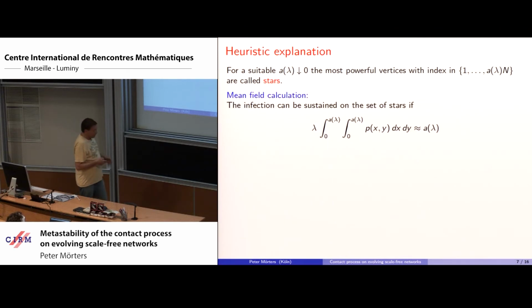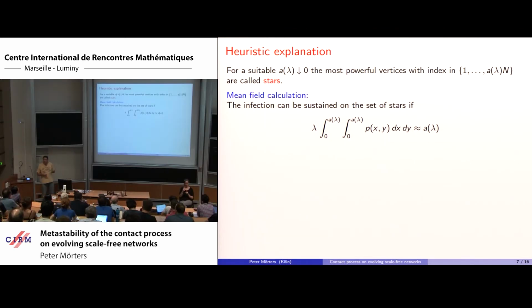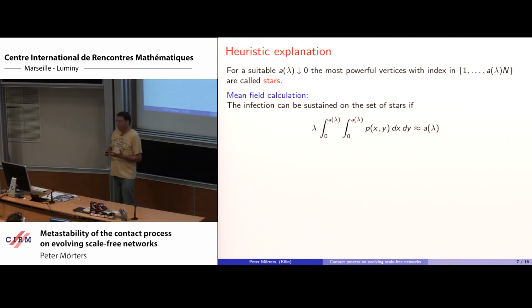And we want the infection to survive on the set of stars. Why is this? Because the stars are the vertices with the high degrees. Normally in infections you have a critical lambda, which is of the order of 1 over the degree. So if you want to show that the critical lambda is 0, you want to look at the ones with a high degree, because that's where things are happening. So you want to sustain your infection on the set of stars.